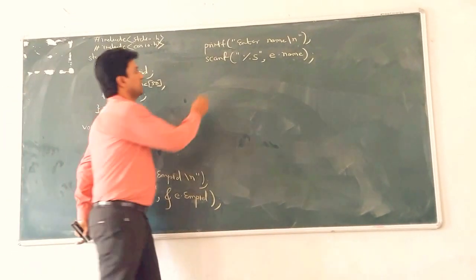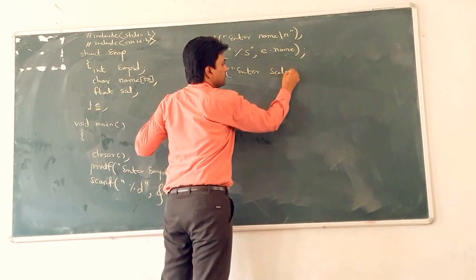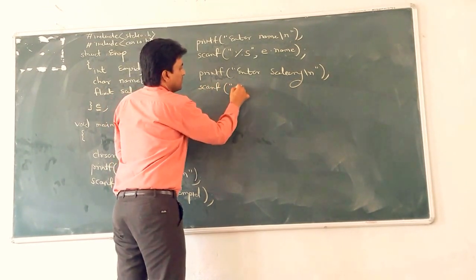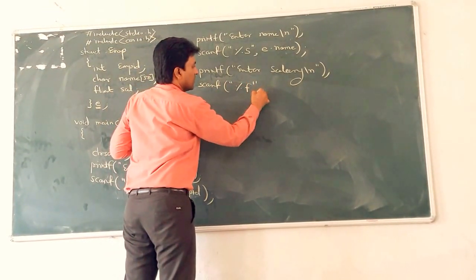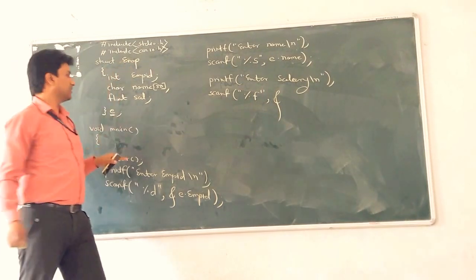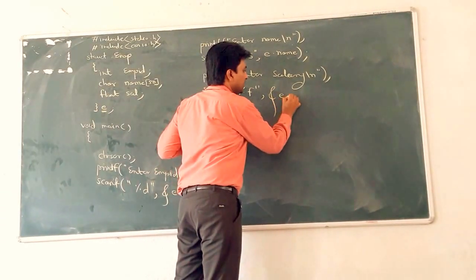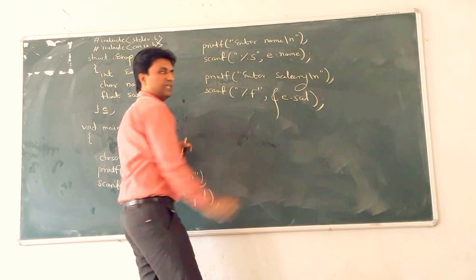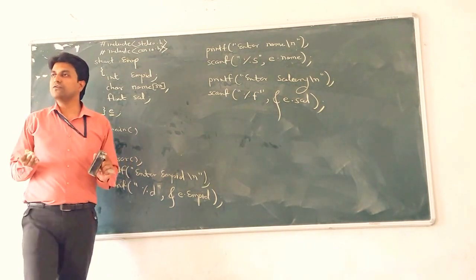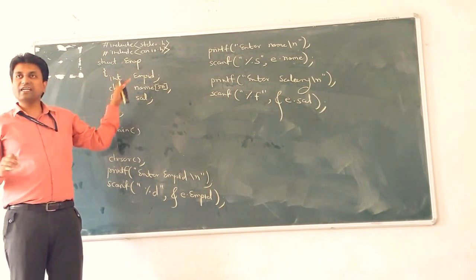Okay, next third, that is printf enter salary \n, double quote complete. Next scanf percentage f, float, ampersand. Where do we want to store it? In the salary data member of struct employee using structure variable e. So use e dot salary, don't use space. Okay, e dot salary. This is all about how we can scan the data members of the structure employee at runtime.